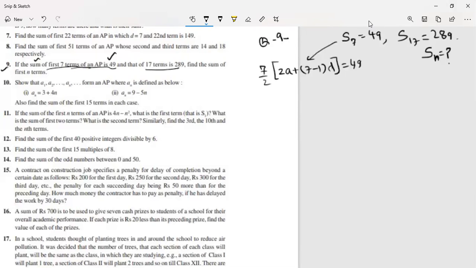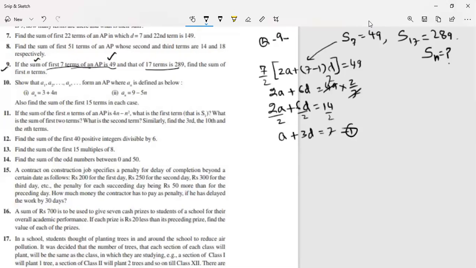49. The 7 by 2 we bring to the right hand side, and the left hand side is 2a plus 6d is equal to 49 into 2 by 7. This becomes 2 by 7 when we bring it to the right hand side. 7 sevens are 49, and 7 twos are 14. So we get 2a plus 6d is equal to 14, and the whole equation is divisible by 2. So you can divide by 2. So we get a plus 3d is equal to 7, equation number 1.